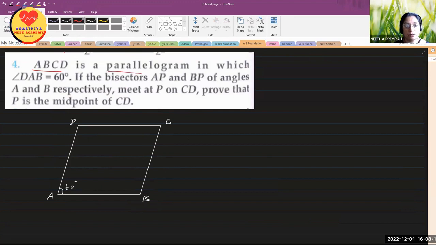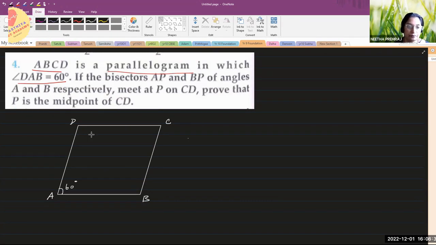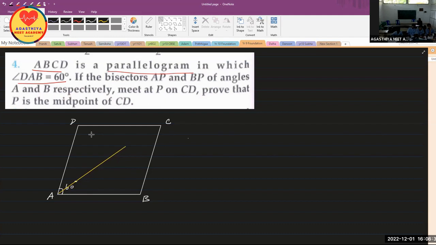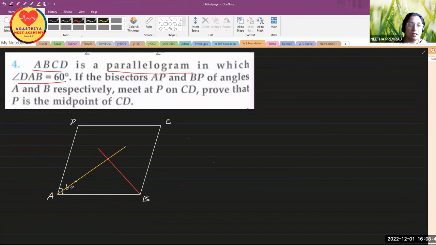ABCD is a parallelogram and DAB is 60 degrees. If the bisectors AP and BP of angles A and B respectively. So there is a bisector of the angle A and there is a bisector from angle B. See, this is 60 means this angle must be what? 30. Very good. This is also 30 and this is also 30. What about these two angles?